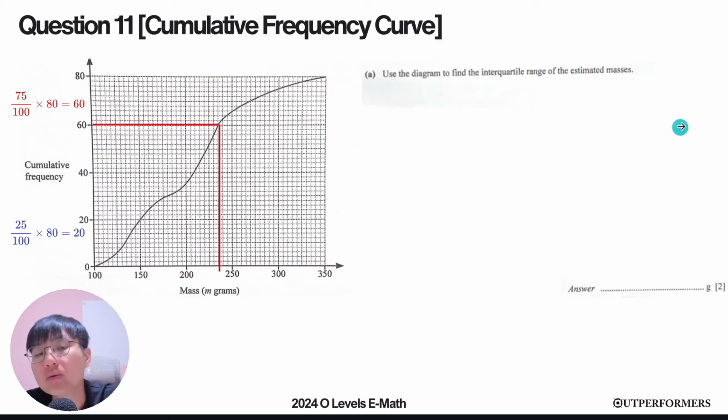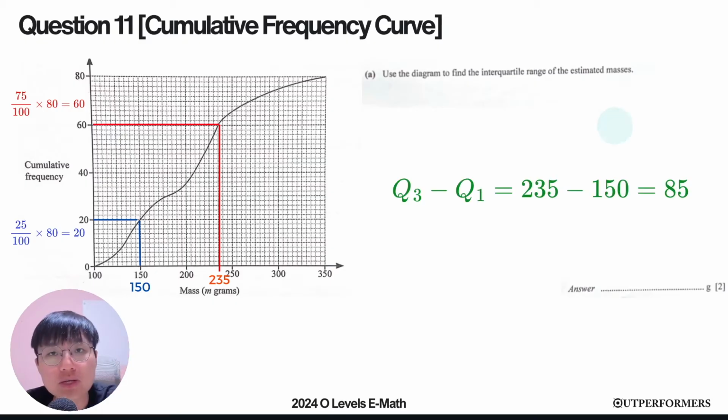Next, we also need to find the lower quartile, which is 25% of the frequency. So that's going to give us 20. Do the same thing. Draw it to the curve, from the curve downwards, and we will have the upper quartile to be 235 and the lower quartile to be 150. And putting these two together will allow us to get our Q3 minus Q1, which is 235 minus 150, with a final answer of 85 reps. Okay, right? So this is usually the technique we use when it comes to a cumulative frequency curve.